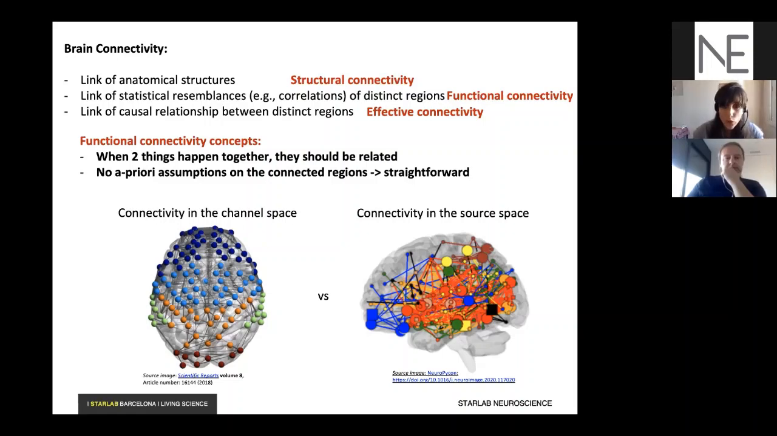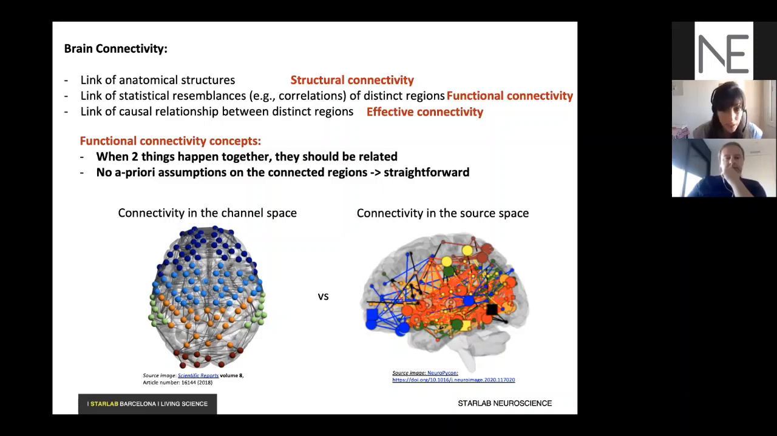Now, we can do the connectivity either in the channel space or in the source space. In this case, I am going to focus on the channel space. I hope we're going to manage to give another webinar later on where we can go through the source space in more detail, but due to time limitations, it was impossible to cover all the things I really wanted to.